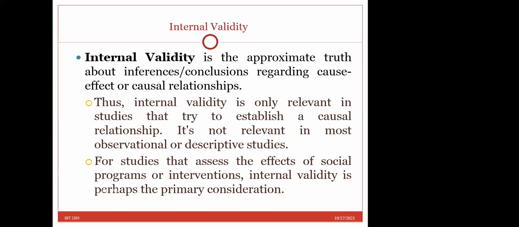Now, internal validity is an indication of whether the relationships that you want to study are the ones you think they are. To put it in simple terms, it is an approximate truth about inferences or conclusions regarding cause and effect, or causal relationships. If you want to know whether this caused the other, or whether there's a relationship between these two, you have to take care of internal validity, whereby you want to make sure that what you said is the cause indeed is a cause, and what you said is an effect indeed is an effect. That is what internal validity is all about.